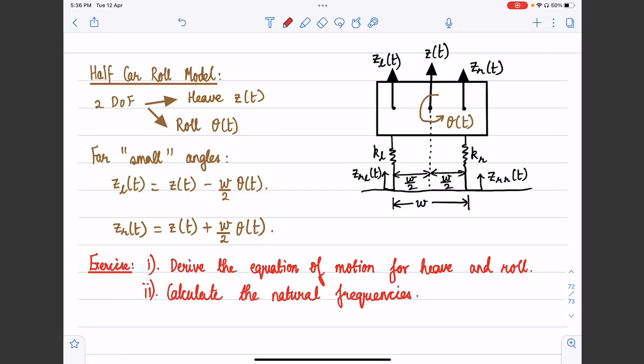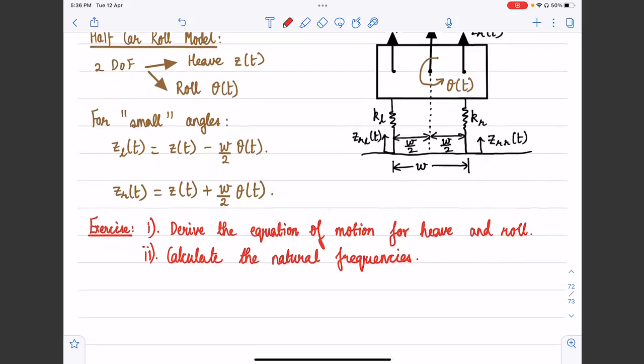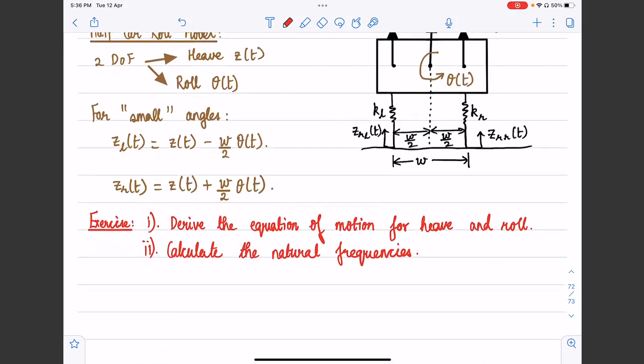So I hope this exercise is clear, right? So what I want you to do is essentially deal with this half car roll model. This is the formulation, and we essentially derive the two equations characterizing the translation motion and the rotation motion. All right, so that's something which we can immediately look at. Okay. So any questions on this before we look at the final topic, which is rollover?